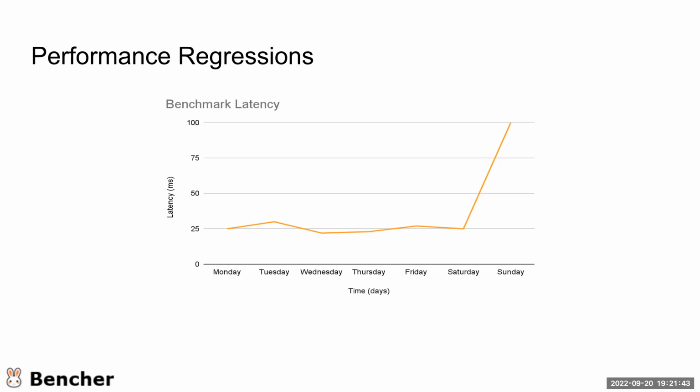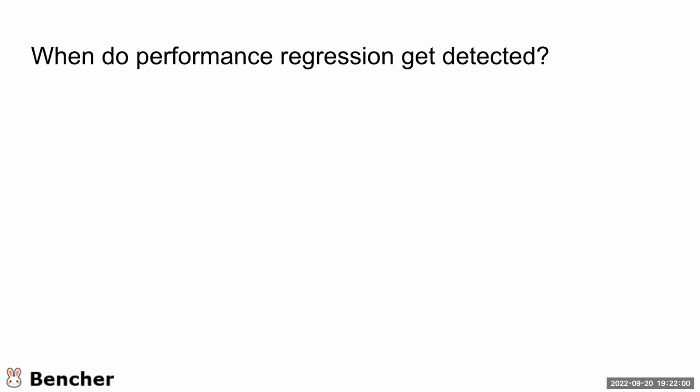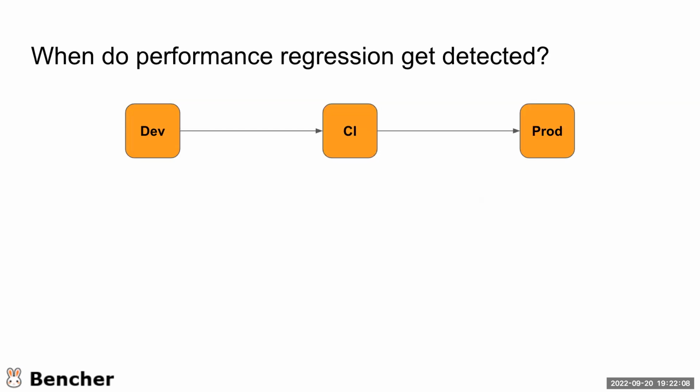This is when your software gets slower or some metric you care about gets worse. This is just a simple graph of latency of, hey, you had a real bad Sunday, I guess, and you quadrupled the time it takes for your software to run. So when do performance regressions get detected? This is an overly simplistic development lifecycle where you have dev, and it goes to CI, and then it goes to production.